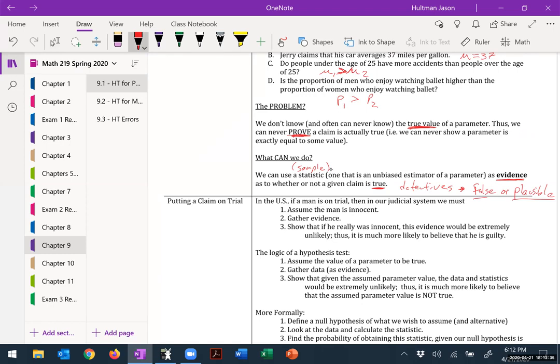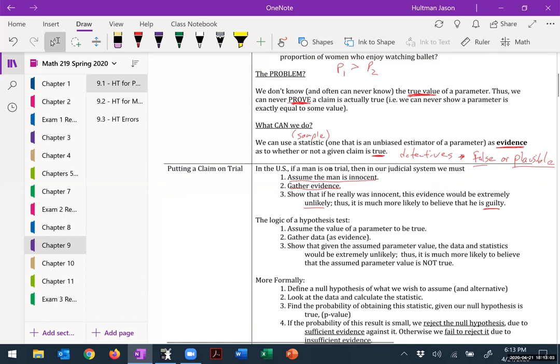Okay, in the US, putting a claim on trial. In the US, if a man is on trial, then in our judicial system, we must assume the man is innocent. We gather evidence. We show that if he really was innocent, this evidence would be extremely unlikely. Thus, it is more likely to believe that he is guilty. So it's the same thing.